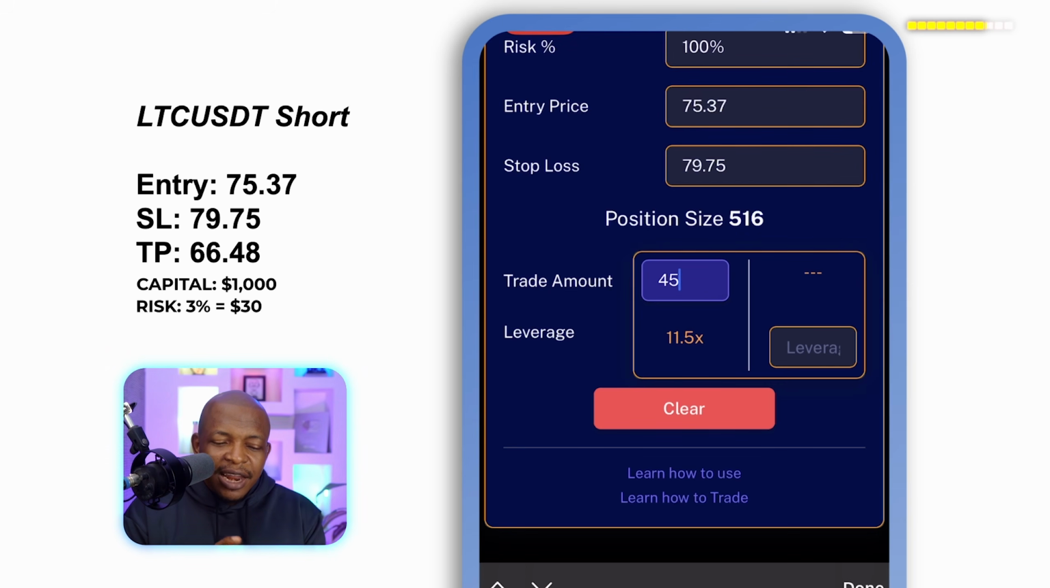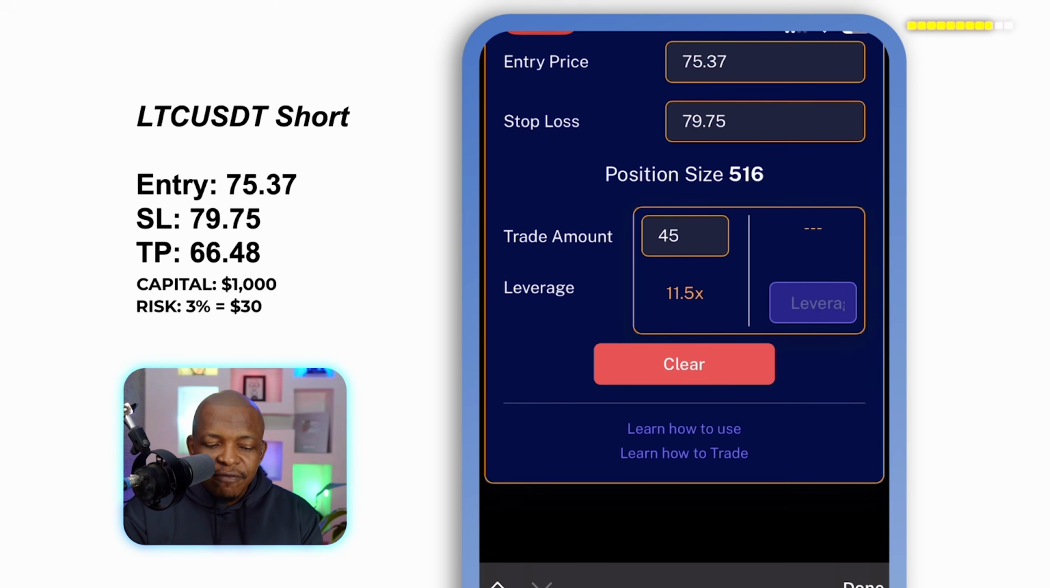The reason why I said I like Bybit is it gives me the ability to enter fractional leverage. This is 11.5x as fractional, but some exchanges don't let you do that, like Binance. So if I was trading on Binance with this, I'll go to this other section and enter my leverage. Now I can just enter 11, and this gives me 47. It means that my trade amount is going to be 47, my leverage will be 11, and the same thing applies when I lose $30.